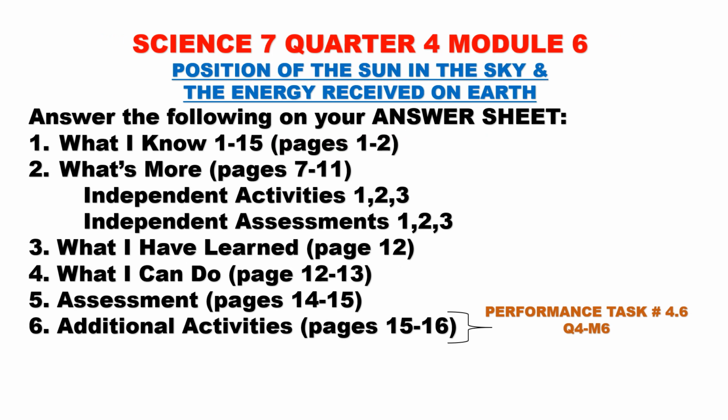Science 7, Quarter 4, Module 6, Position of the Sun in the Sky and the Energy Received on Earth. Answer the following on your answer sheet: What I Know, What's More, Independent Activities 1, 2, 3, Independent Assessments 1, 2, 3, What I Have Learned, What I Can Do, Assessment, and the Additional Activities. The additional activity will be your performance task number 4.6.